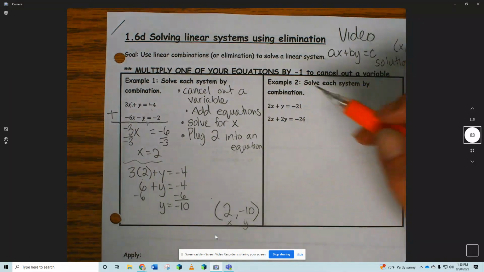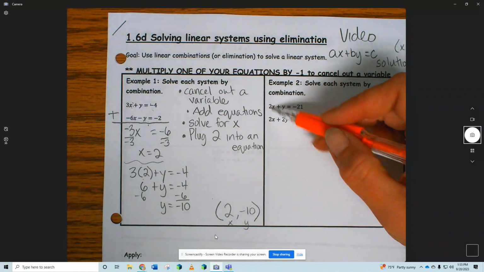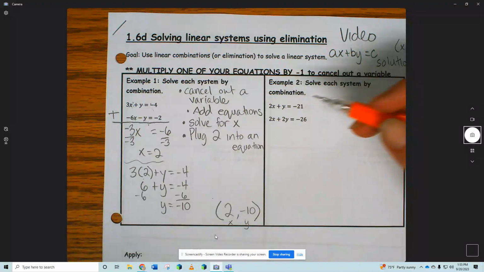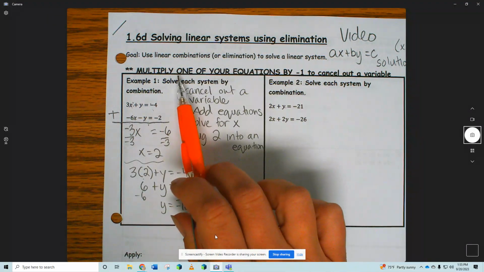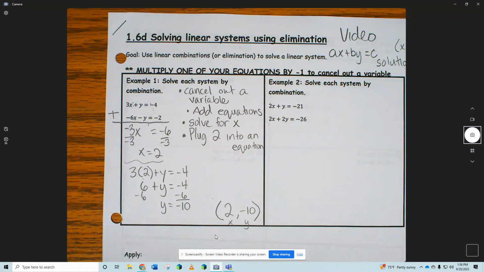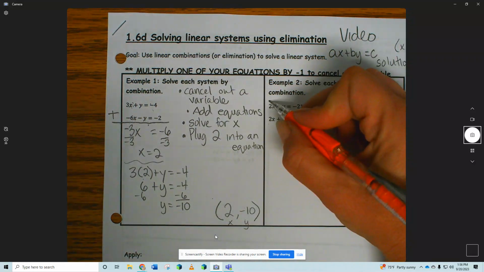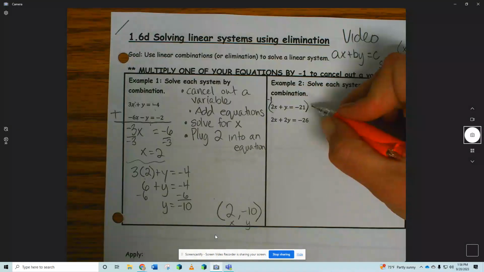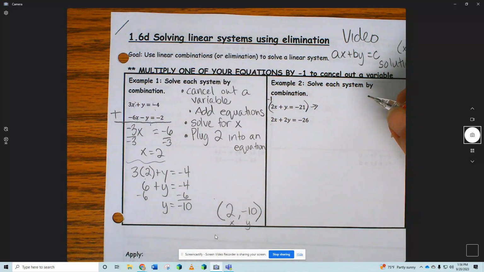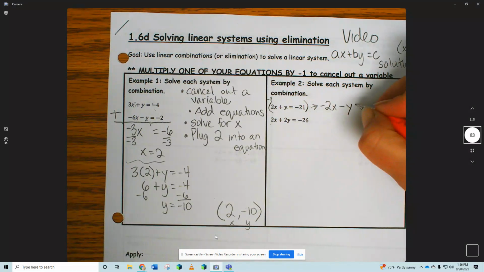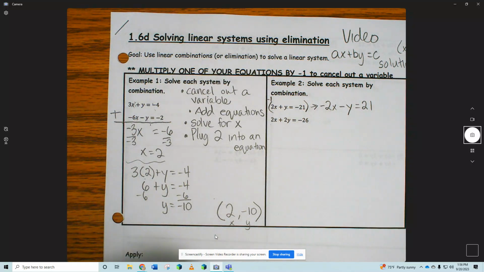Okay. Example 2. Can the x's cancel or can the y's cancel? The x's, but let's look up here. Multiply one of your equations by -1. I need them to be opposite signs in order to cancel. I'm going to multiply the top equation by -1. You could multiply the bottom. It really doesn't matter. So the new equation that I would get is going to be -2x minus y equals +21.